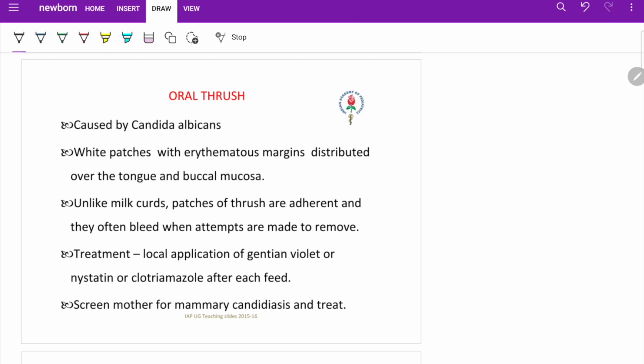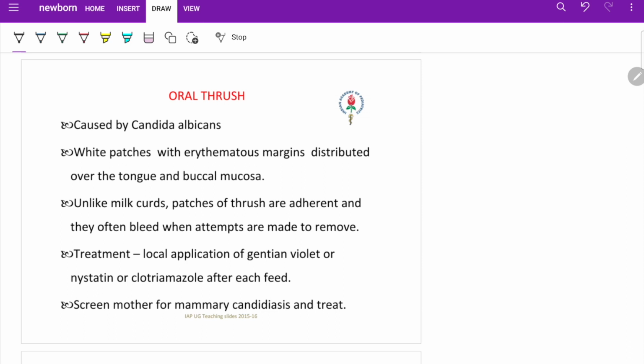Next, oral thrush. It is caused by candida. So oral thrush, what causes it? Oral thrush is caused by Candida albicans. White patches with erythematous margins are distributed over the tongue and the buccal mucosa. Is it clear? Unlike milk curds, patches of thrush are adherent and often they bleed when attempts are made to remove them.